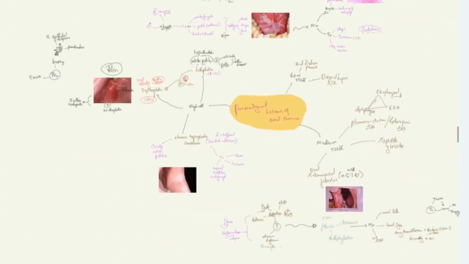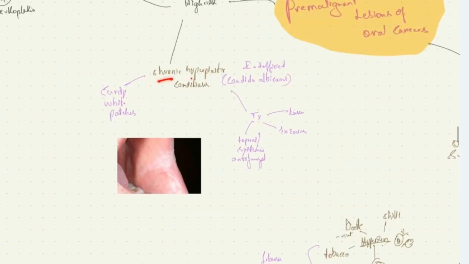Now let's see what is chronic hyperplastic candidiasis. Chronic hyperplastic candidiasis is seen in immunodeficient individuals due to infection by Candida albicans involving the buccal mucosa. The lesions usually occur at the commissures of the mouth, that is the junction of upper lip and lower lip, and in the commissure of the tongue. We see curdy white patches in chronic hyperplastic candidiasis. You can see the curdy white patch.